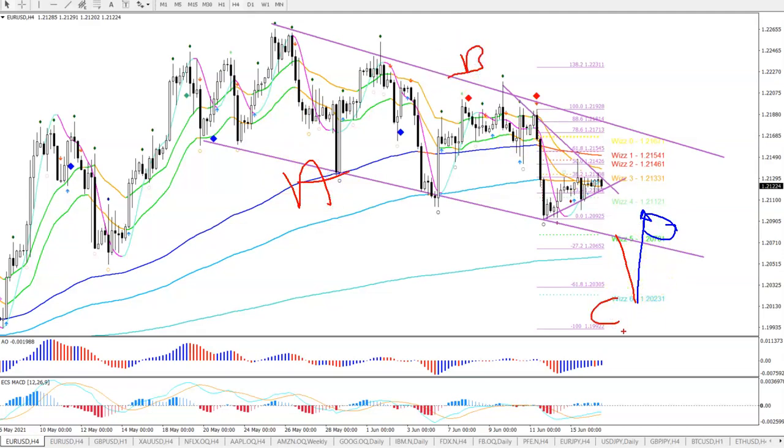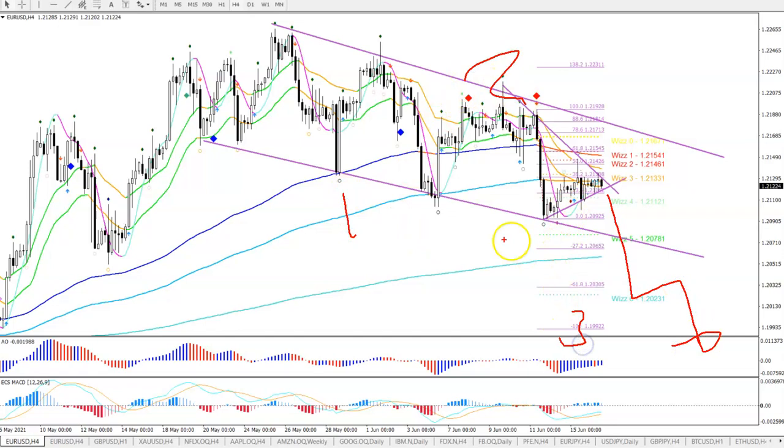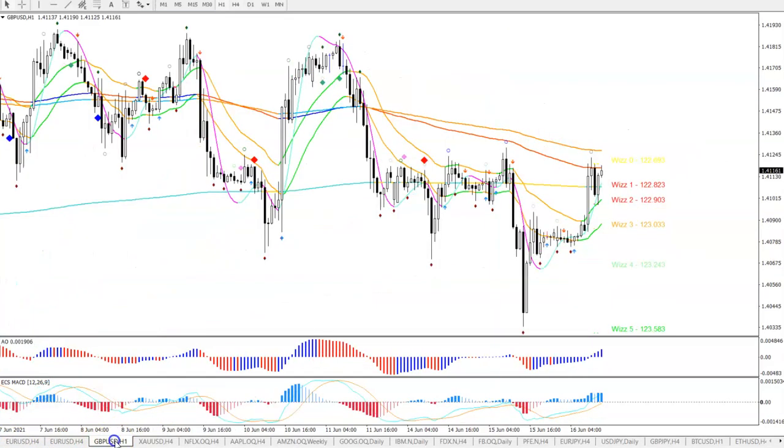So what we need is not only a break, but a flag in continuation to increase the chance of a 1, 2, 3. Otherwise, it's an ABC. But in both cases, we're expecting a break at least to 120.75, I would say, if not further. Okay, but the target depends if it's an ABC or 1, 2, 3. The breakout, though, to me, looks like a high probability setup, but of course, nothing is 100%, as I said.